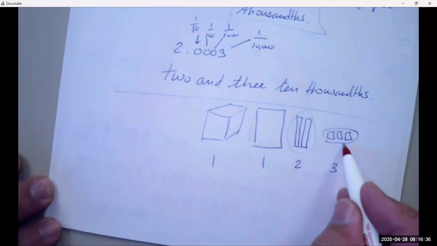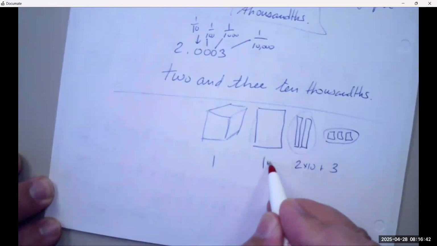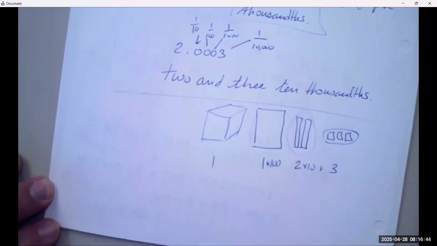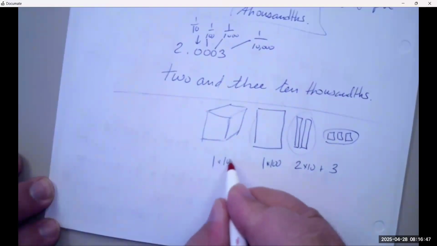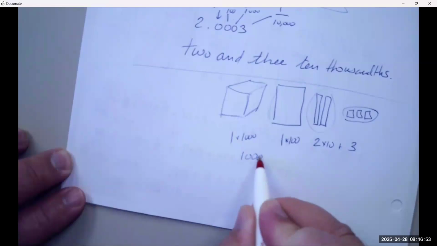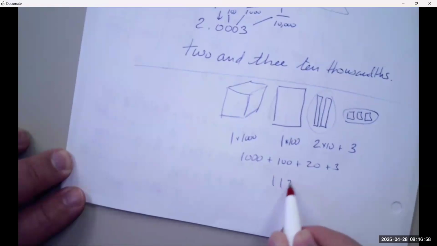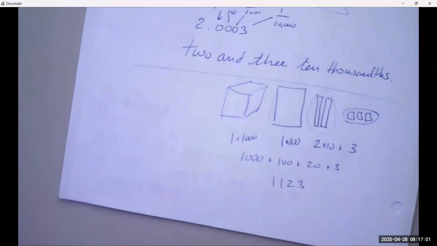So this is the ones. This is the tens. This is the hundreds. And this one is the thousands. So this number is 1,000 plus 100 plus 20 plus 3. So it's 1,123. That's what they remember, because that's what we start off with in the first part of the semester. Now we can't use those anymore. We have to change their values, because now we have to go to the other side of the decimal.